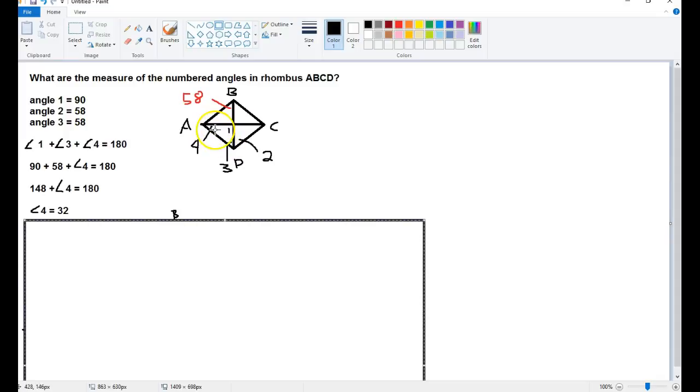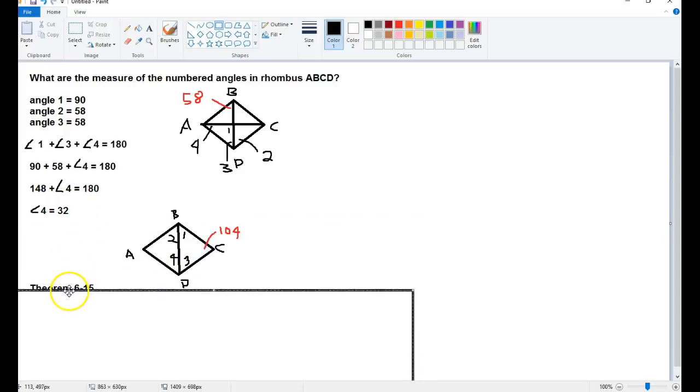Now we just need to find what angle 4 is. But we have this smaller triangle here. So we can do angle 1 plus angle 3 plus angle 4 equals 180. And we substitute in 90 plus 58 plus angle 4 equals 180. 148 plus angle 4 equals 180. So angle 4 is going to be 32 degrees.